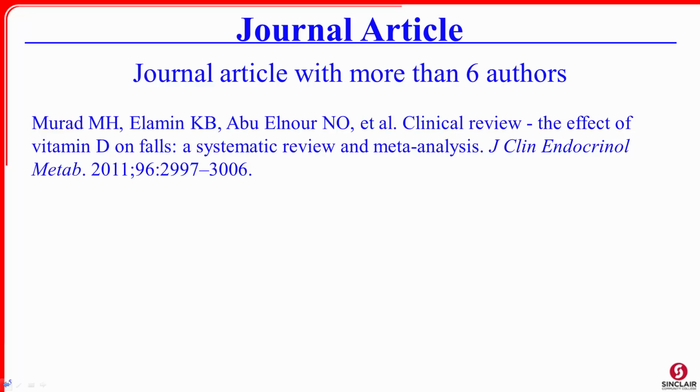Now, we'll look at an article with more than 6 authors. The National Library of Medicine allows many authors, as many as you want, but the AMA draws the line at 6. Some articles have many more authors than that. The rule is if the article has over 6 authors, the first 3 are listed, followed by et al.